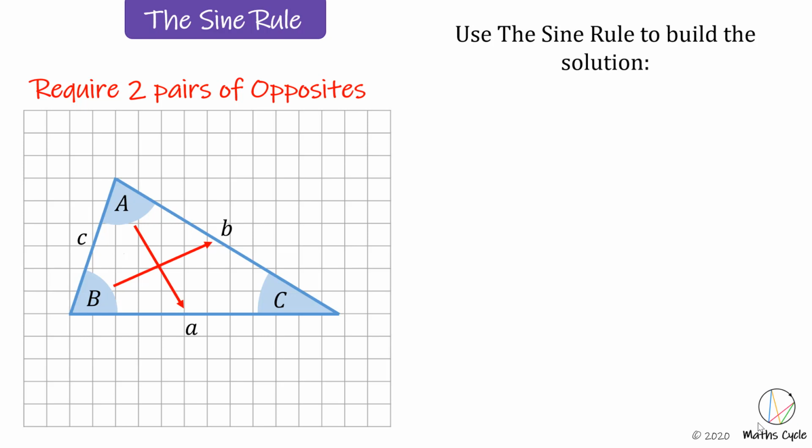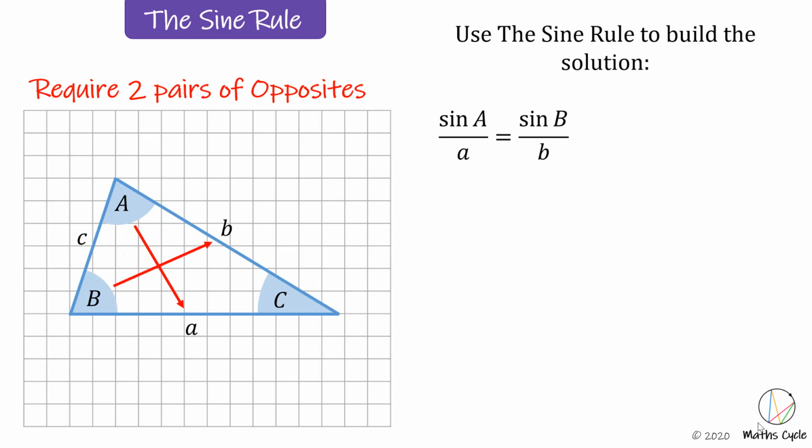The sine rule states that for the two pairs of opposites, the sine of the angle A over the side A equals the sine of the angle B over the side B. So what the sine rule does is it provides a way to form one ratio equal to another ratio, which is perfect for solving for unknown sides.